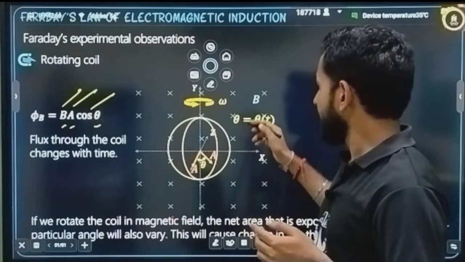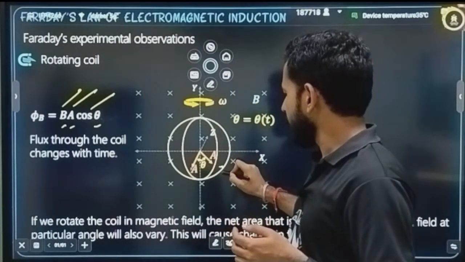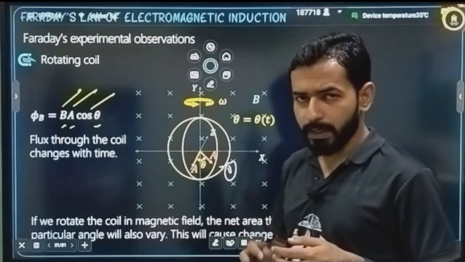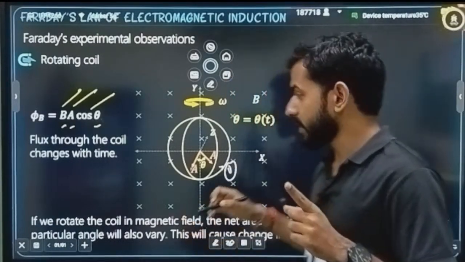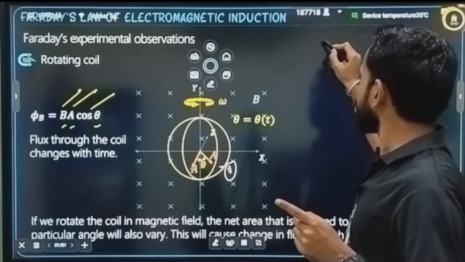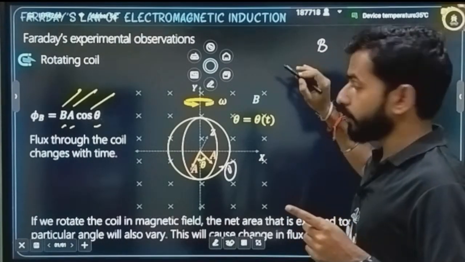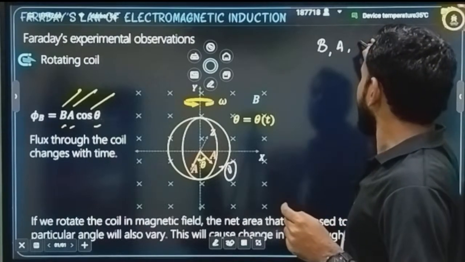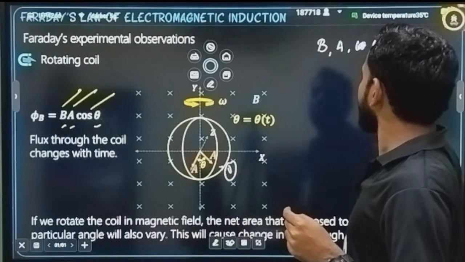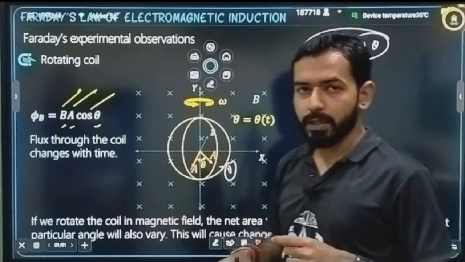Again he observed that when you started changing the angle, some current got induced into it. So he concluded one thing. Initially, current got induced due to a change in magnetic field. Then current got induced due to a change in area. And then when he changed this angle theta, again some current got induced.